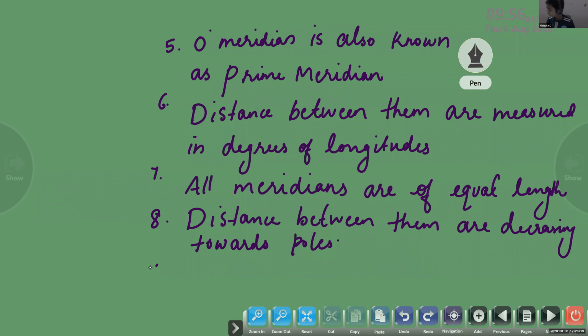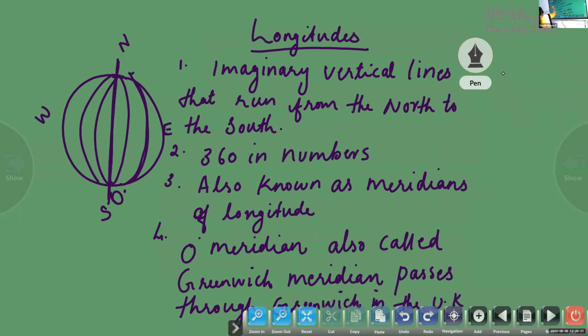9th point. Meet at poles. Then look at the picture. This one, they meet at poles, right? My picture is not the correct one, but when you look at the textbook picture, you can see the longitudes meet at poles.